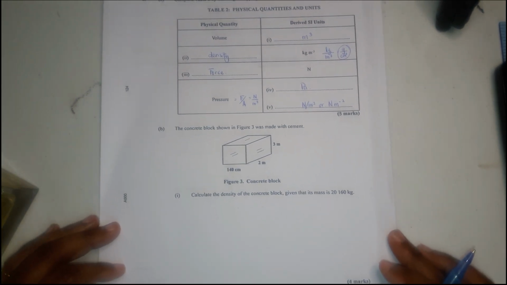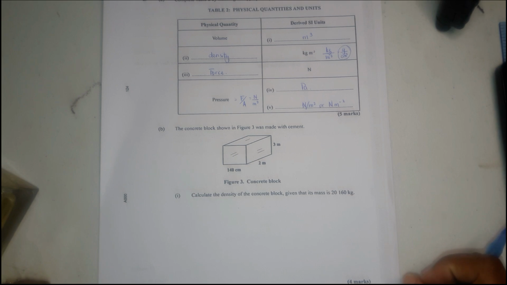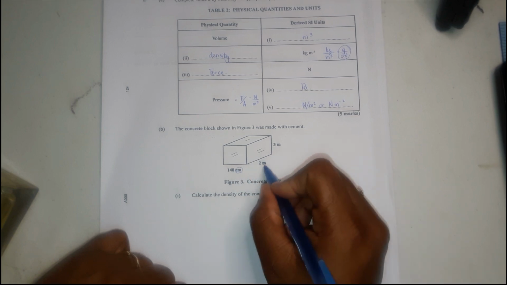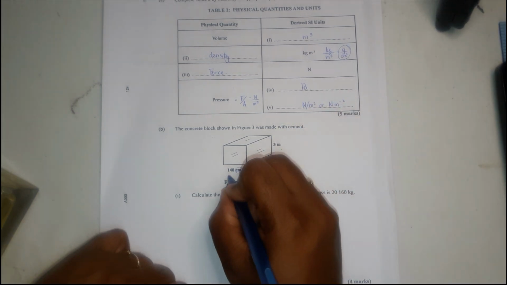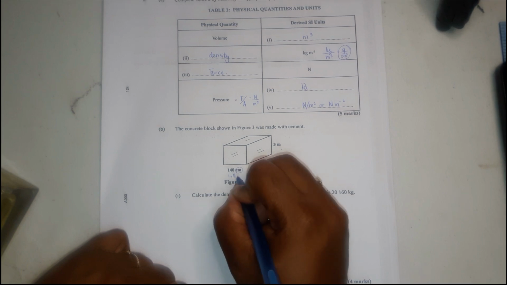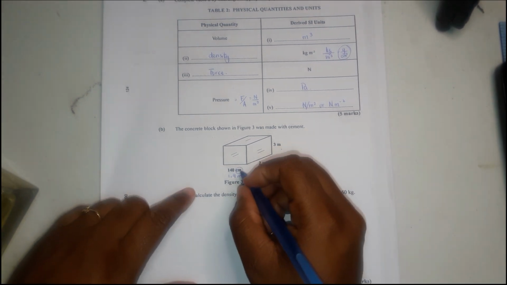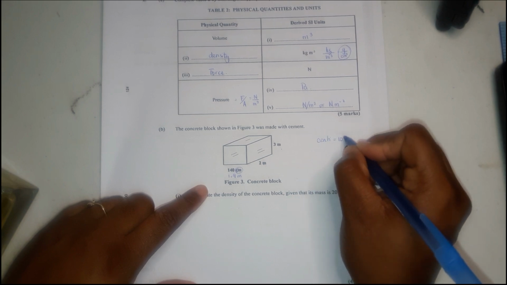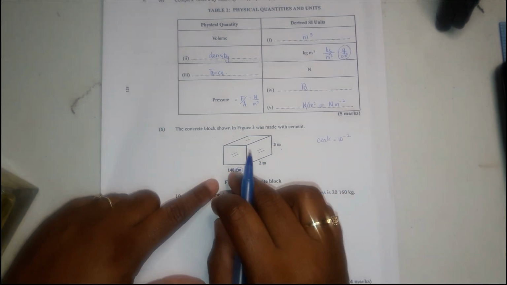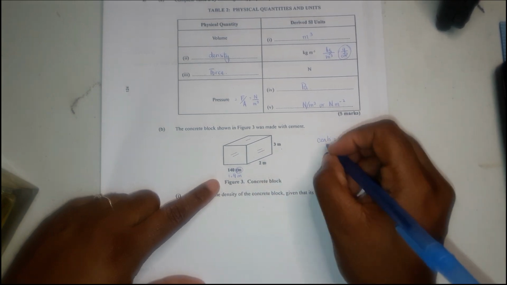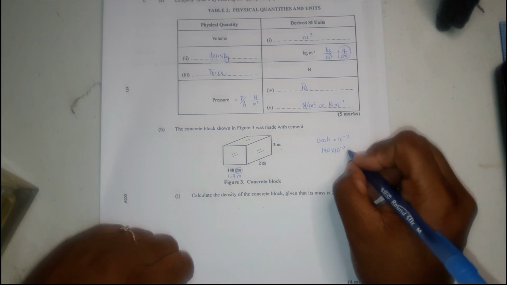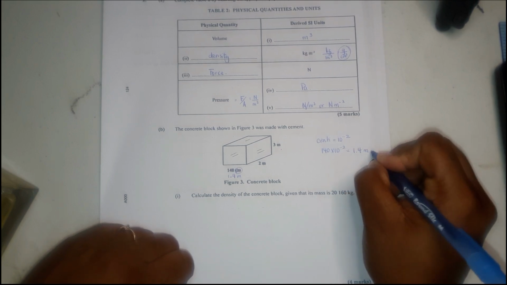So this one says a concrete block shown in figure 3 was made with cement. They give you the dimensions, 140. Pay close attention to the unit right there. So this is meters and this is meters. So we're going to keep this in meters and change this to meters. All you had to do was look at the centi. A centi is equal to 10 to the negative 2. So you just multiply 140 by 10 to the negative 2, or you could just divide by 100 and you get 1.4 meters, right?